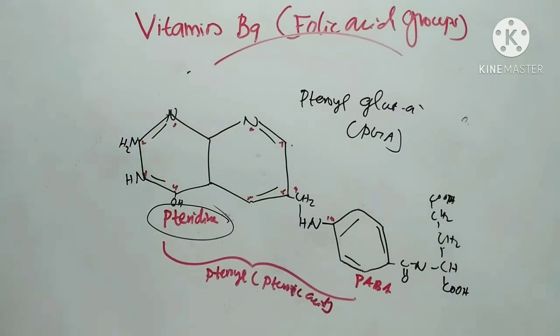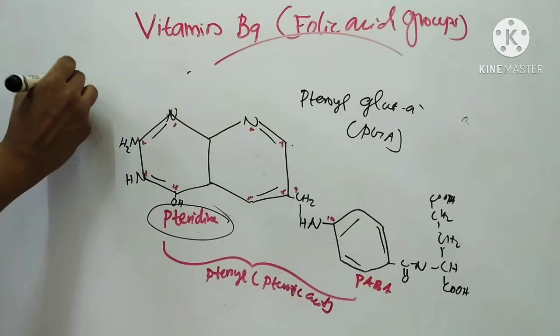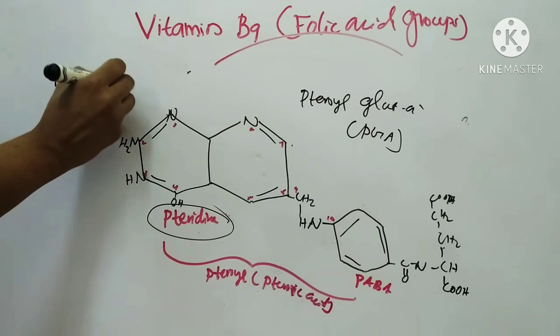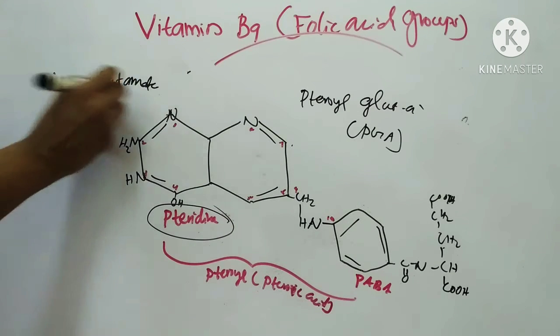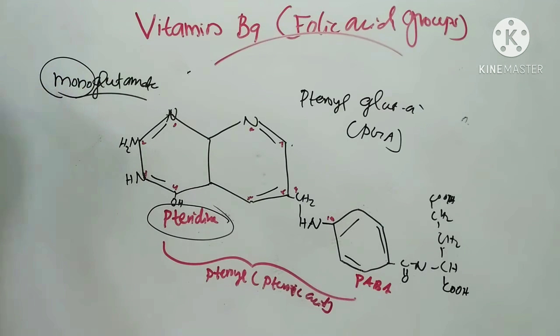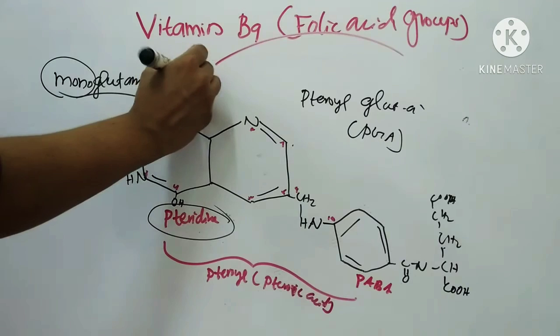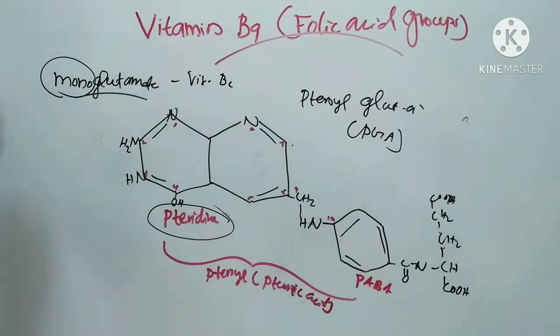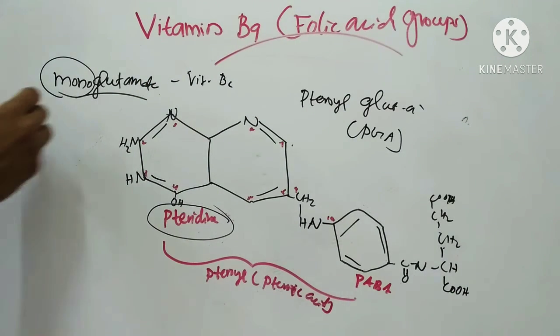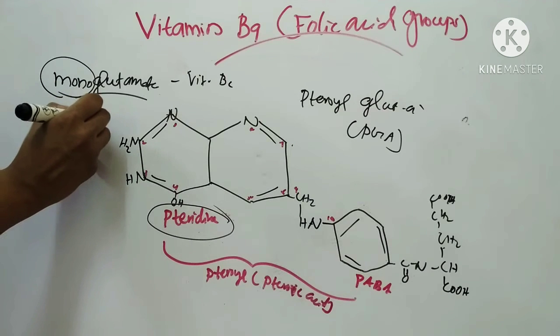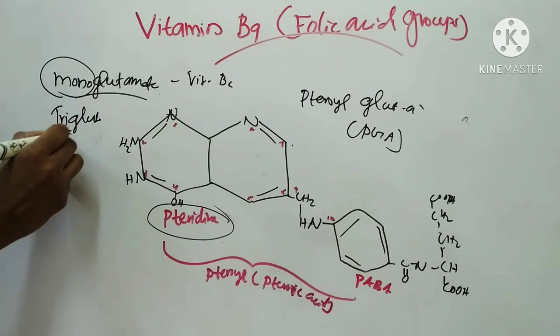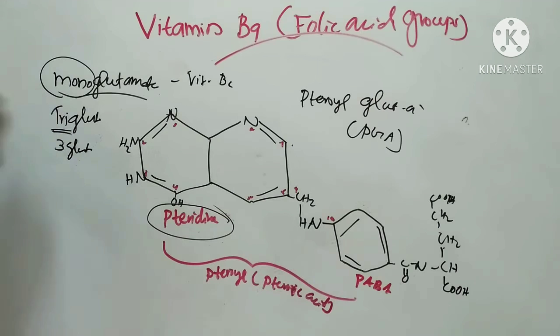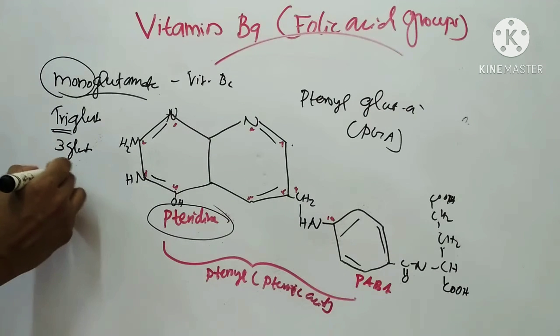First one is monoglutamate. As the name indicates, it contains only one glutamic acid residue. It is synonymous with vitamin BC. Next one is triglutamate. Triglutamate means it contains three glutamate residues. This is designated as fermentation factor.